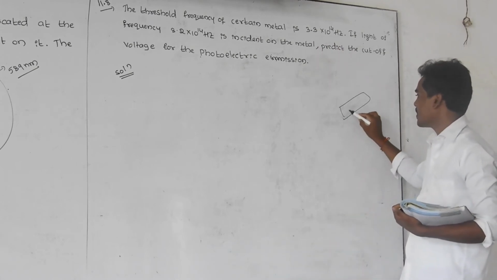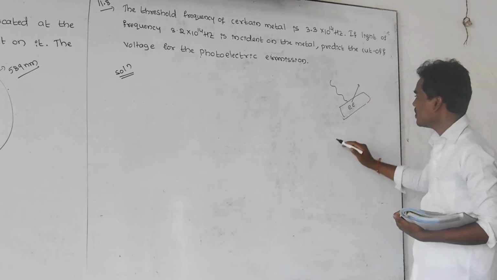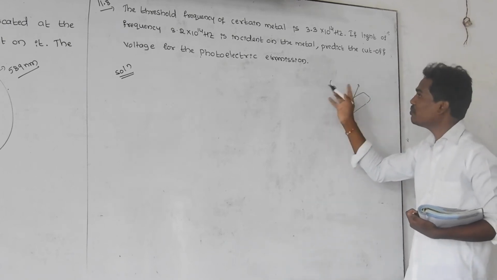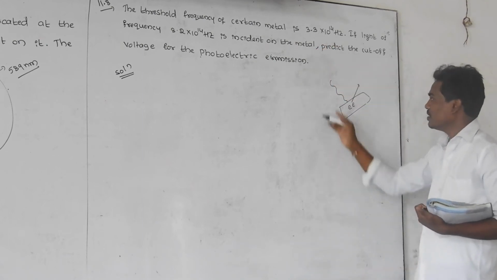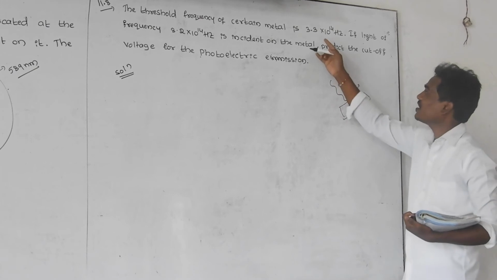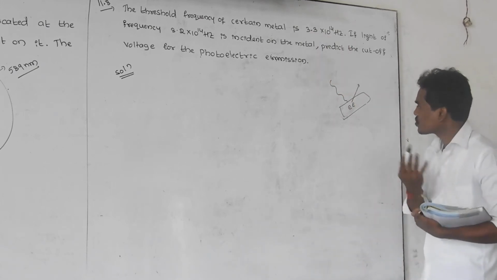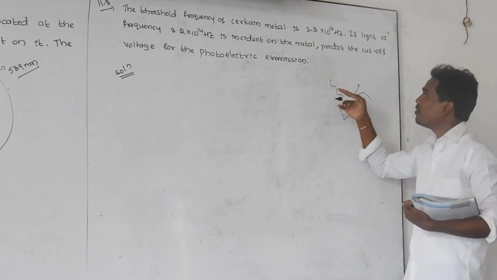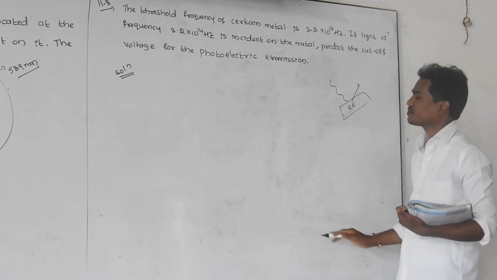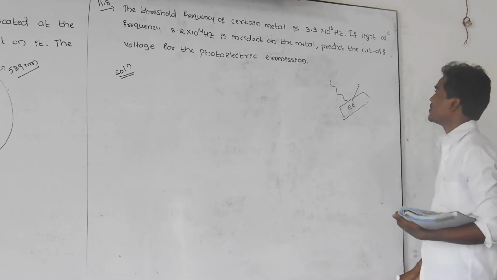Let us consider there is a metal. In order to emit the electron from the surface of the metal, we are using radiation. But this radiation has a minimum frequency, that is 3.3 into 10 to the power of 14 Hz. If the radiation has a frequency somewhat less than this value, then the electron is not emitted. To start the emission of the electron from the surface of the metal, the radiation must have at least this much frequency, or else the electron is not emitted. That's why this frequency is called the threshold frequency.